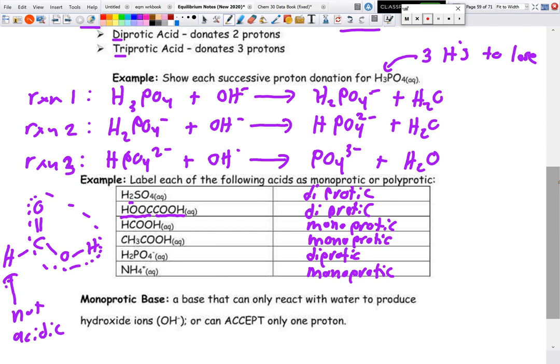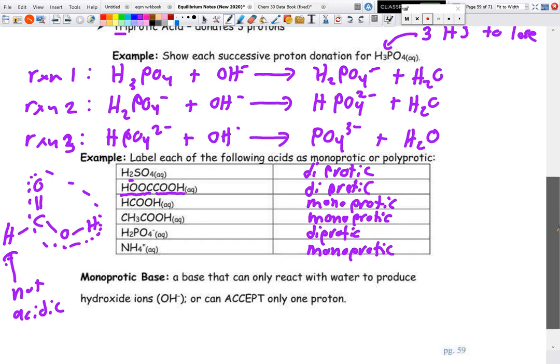And we get our answers that look something like this. Now, all the ones I have as diprotic, you can also list them as polyprotic. That's perfectly okay as well. And that's where it says label each as either monoprotic or polyprotic. So technically all the diprotic ones you can just label as polyprotic, and that's fine.